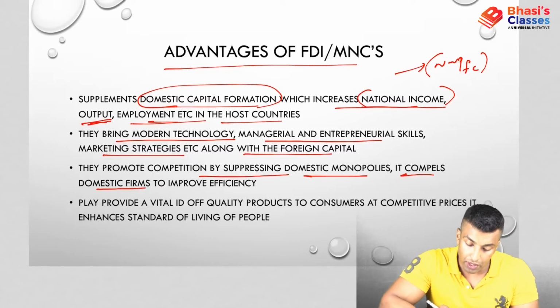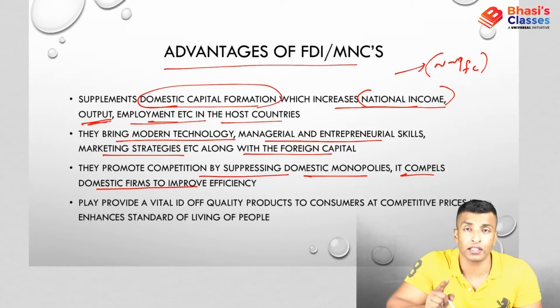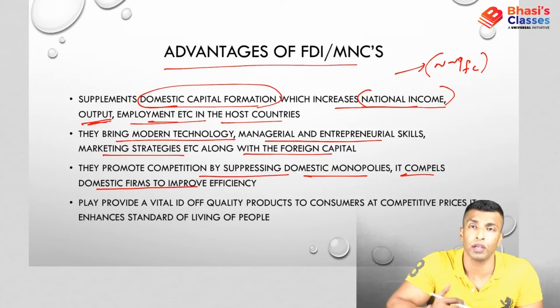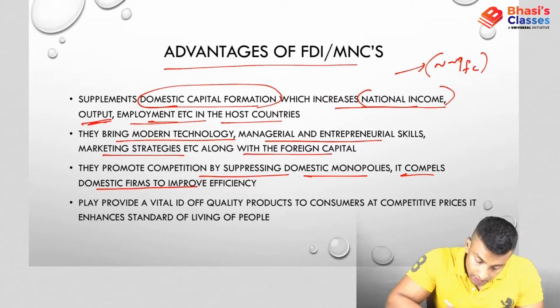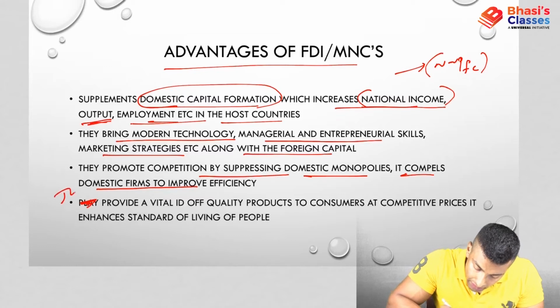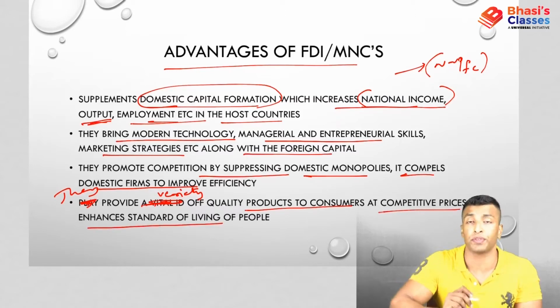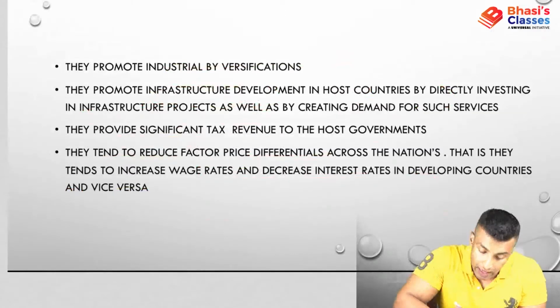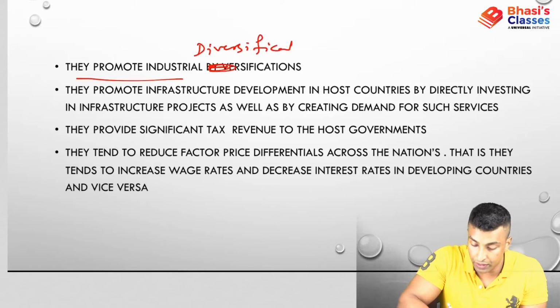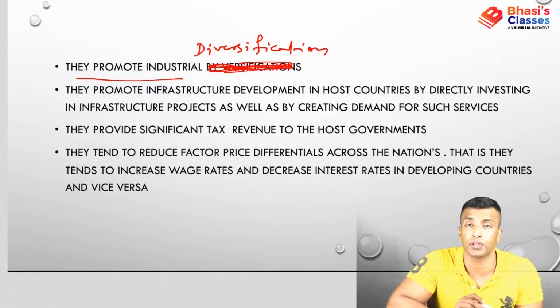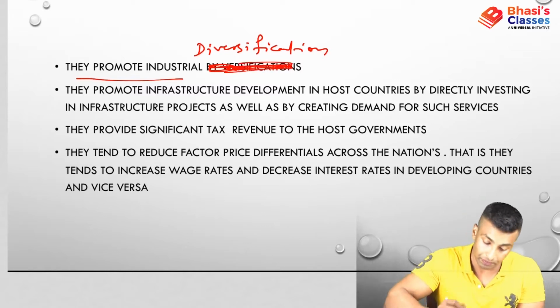It compels domestic firms to improve efficiency. I told you already, the fittest will survive. So domestic firms have to improve their efficiency. There is no other way, otherwise you can't survive. Next, they provide a variety of quality products to consumers at competitive prices. It enhances the standard of living of the people. General point. Next point, they promote industrial diversification. So different products will come. Investment in different areas will come, so that leads to diversification.